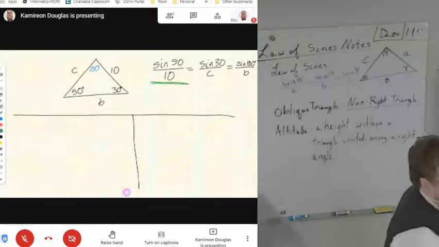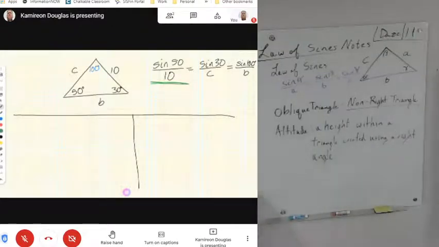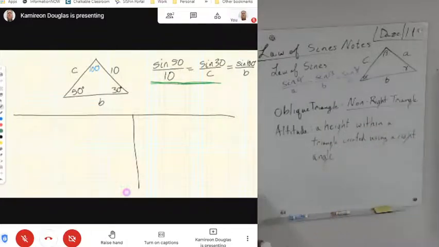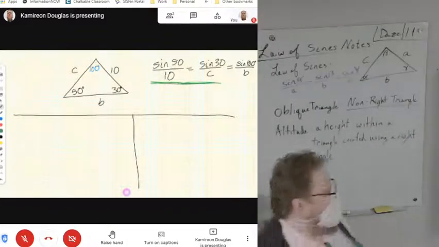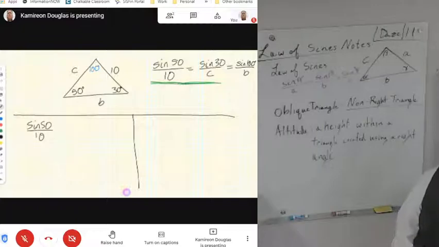Actually, no. We're going to use these two. I have to use sine of 50 over 10 because it's the only one where both things are known. I choose to use C because London wanted to start with C. All right. So, let's set the left-hand side as sine of 50 over 10 equals sine of 30 over C.